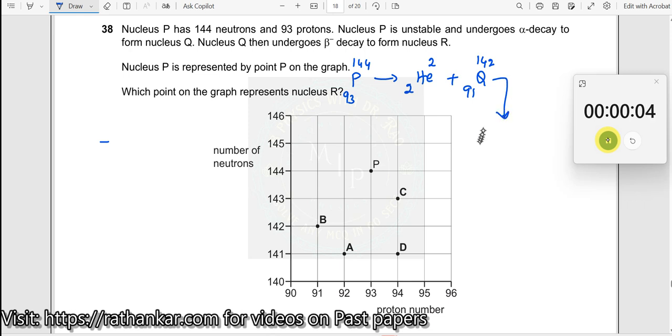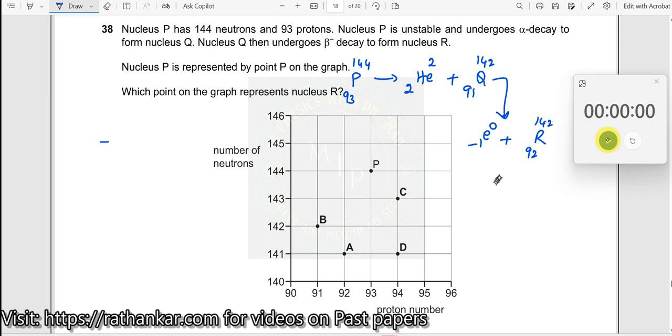Then after this what happens? After this, nucleus Q undergoes beta negative decay. So you get -1 E0 plus a new nucleus which is R. Now I need to balance it once again. So if this is 91, this should be 92 over here. 92 minus 1 becomes 91 over here. And here this is 142. Don't just write 142 here.